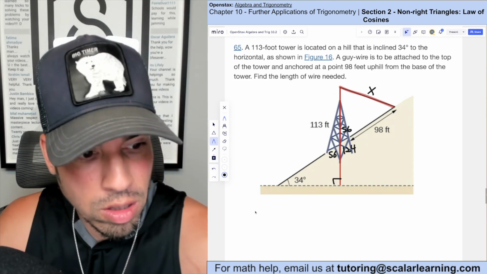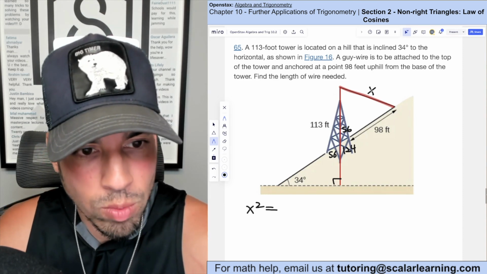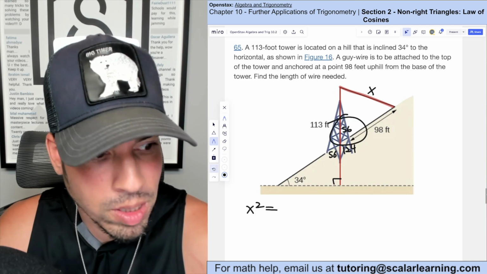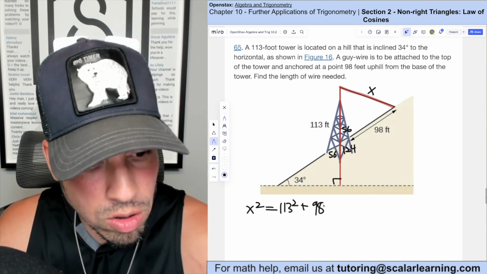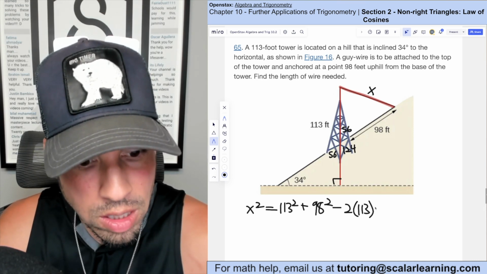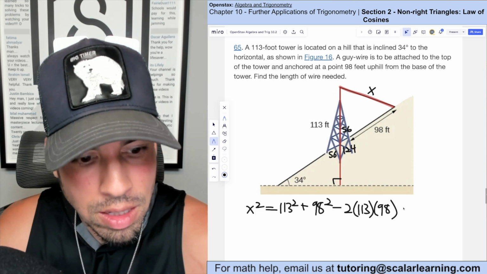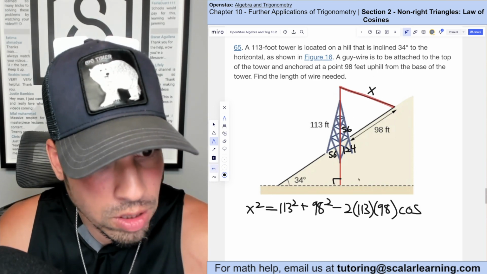So let's do that using the law of cosines. We got x squared equals, and again, we use the x on this side because it's opposite the known angle, equals the other known side squared plus the other known side squared in no particular order, minus 2 times 113 times 98, and then times cosine, again, of the angle opposite this side here, which is 56.